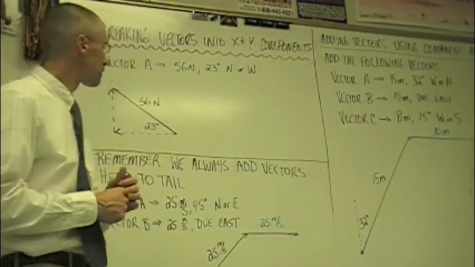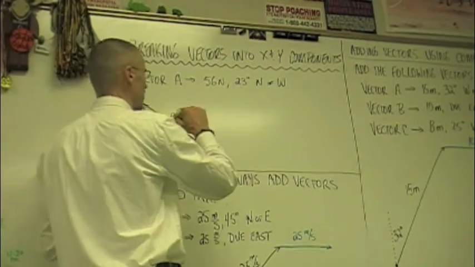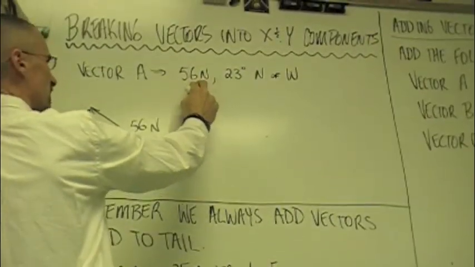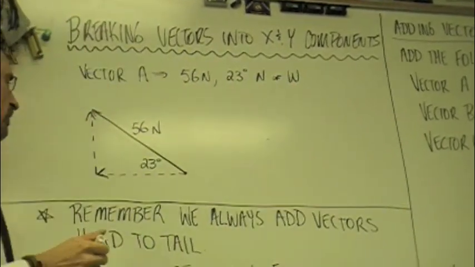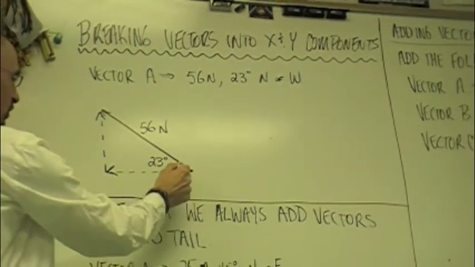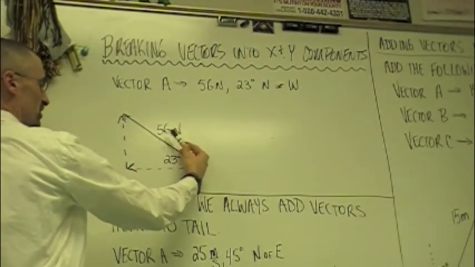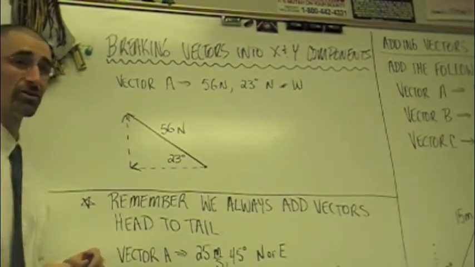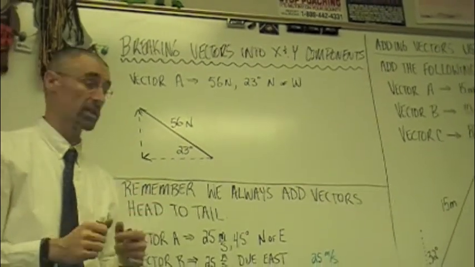Okay? So, guys, kicking it off, if we have vector A here, and we worked on drawing these yesterday, if it has a magnitude of 56 newtons, and it has a direction of 23 degrees north of west, we would draw that vector by drawing a west line, and moving 23 degrees north of west, and then drawing a vector that points out in that direction with a magnitude of 56 newtons. Pretty simple, pretty straightforward stuff. We worked on that yesterday.